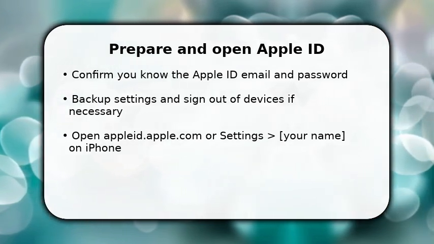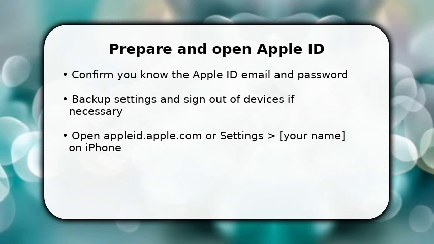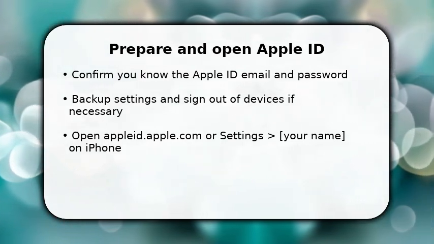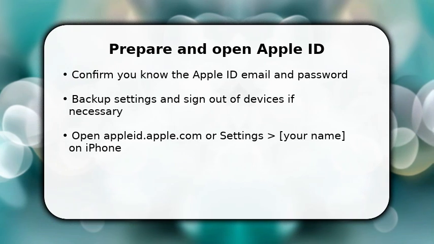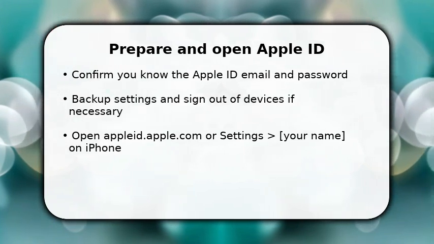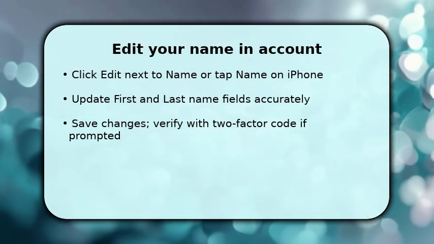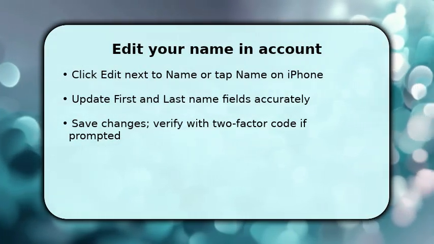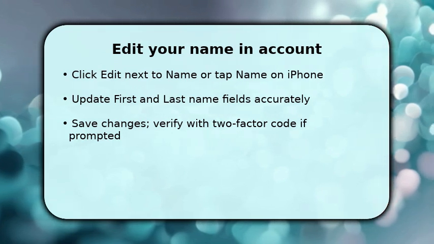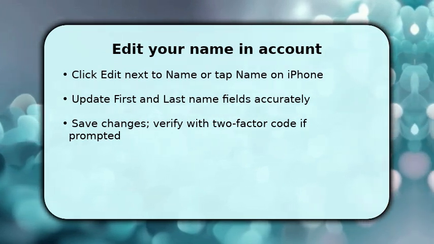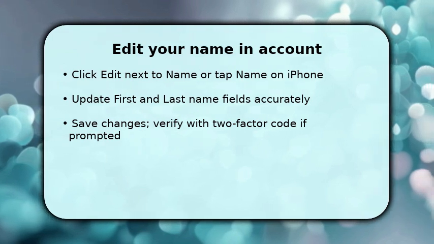Next, locate the name, phone numbers, email section. This is the first actionable place where you change the personal name shown on outgoing mail. Once you're in the name section, click Edit or tap the name field to begin. Change your first and last name to how you want recipients to see you, use proper capitalization, and avoid emojis.